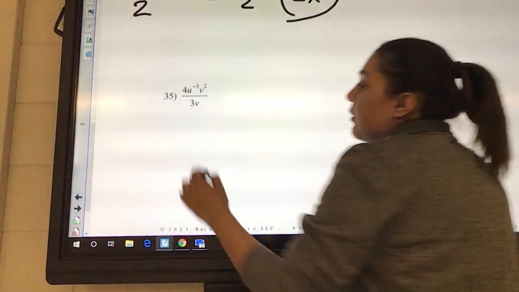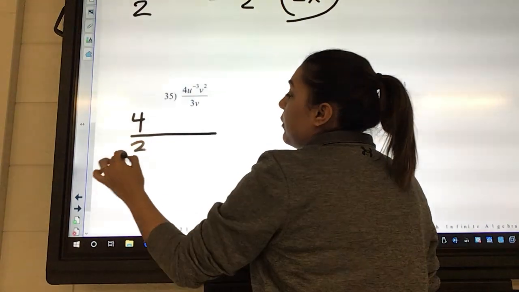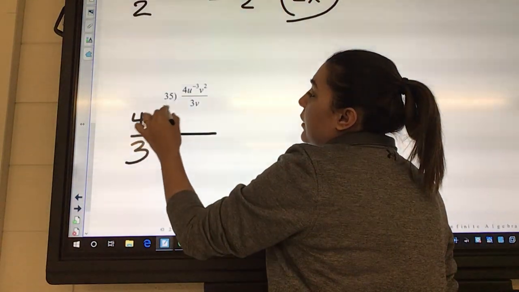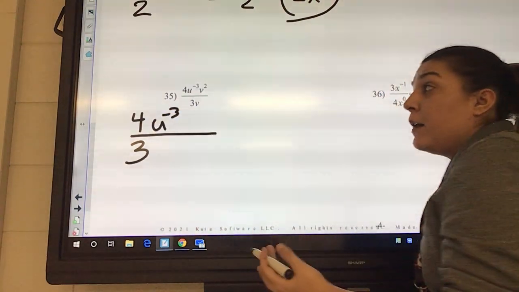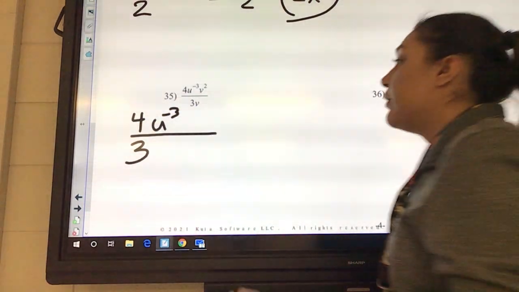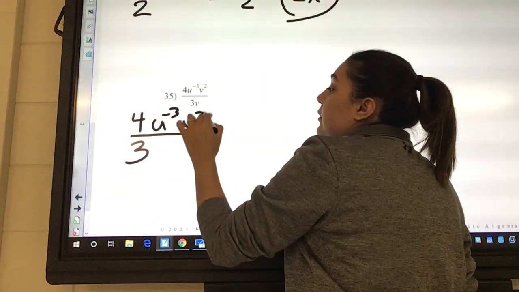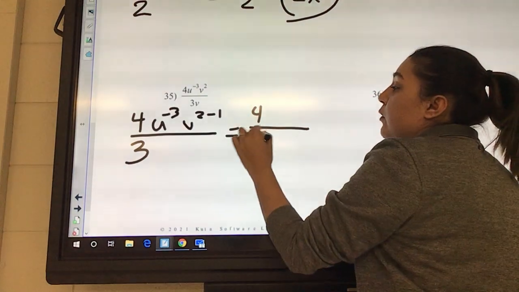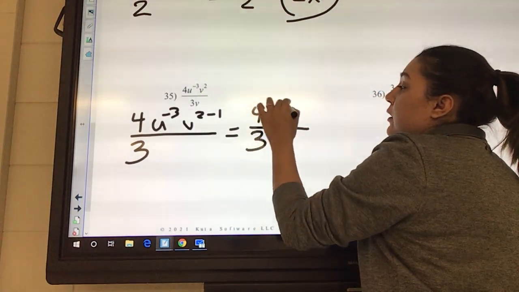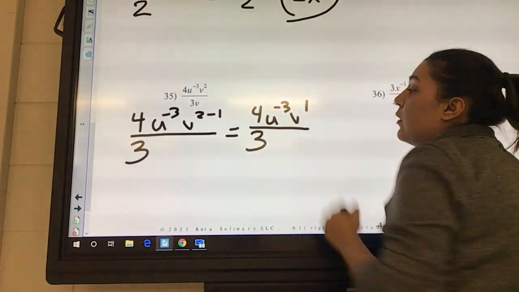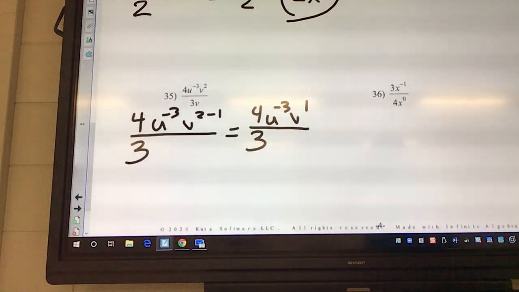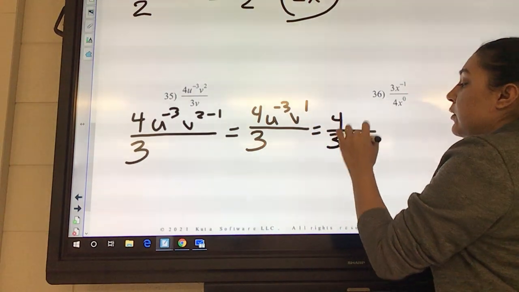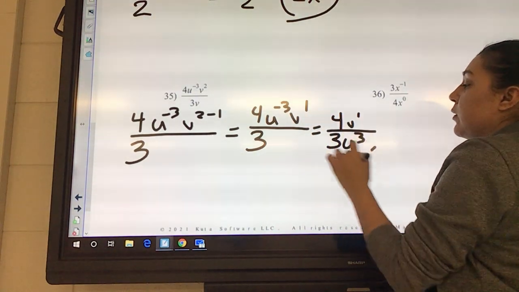Last one, so I got 4 and a 3. We're going to have u's, u to the -3, and there's nothing on the bottom, so we leave it there if there's nothing to subtract or add. And then I got v to the 2 minus 1. So we're going to have 4 over 3, u to the -3, v to the 1. Then our last step is to get rid of the negative. So it's going to be 4 over 3. U to the 3 needs to go on the bottom. The v to the 1 can stay on top.